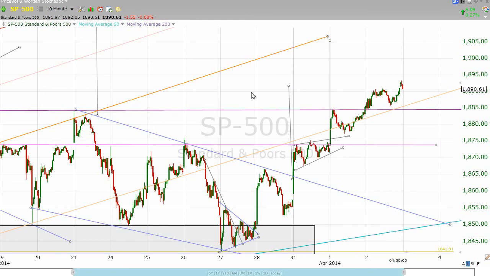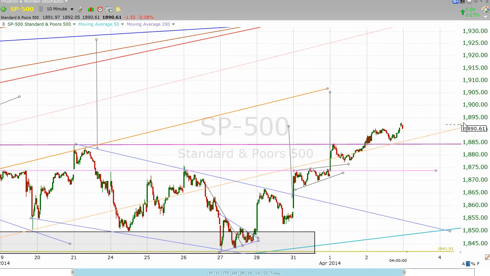So there you have it. It looks like we're on our way to an intermediate target of 1905, a slightly longer-term target in the 1920s, right here about 1928, based upon that little rectangular pattern, and then an even more lofty 1950-ish, 1955, 58, something there in the mid-1950s, based upon that larger inverted and truncated head and shoulders pattern.